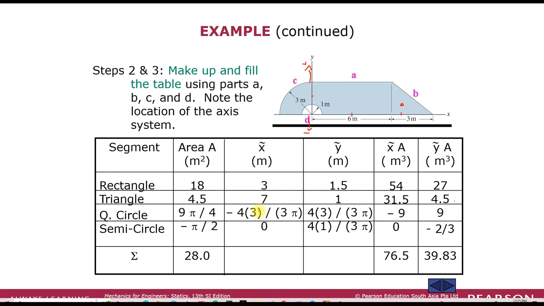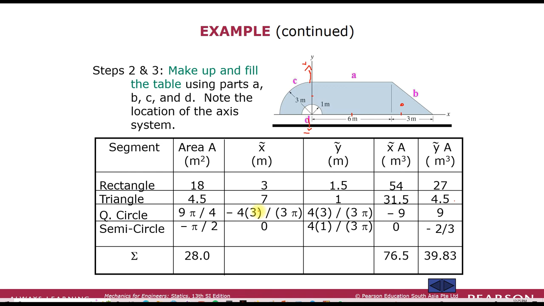So, based on the typical second central information, what is the minimum number of pieces you will have to consider for determining the centroid of the area shown? If you're trying to divide here, at least 3. Three shapes.